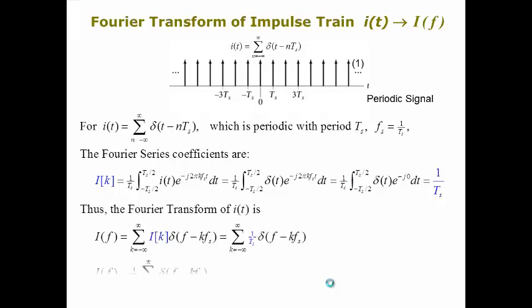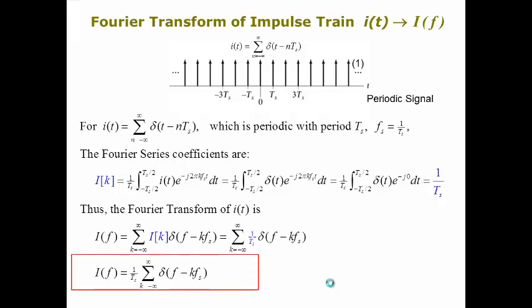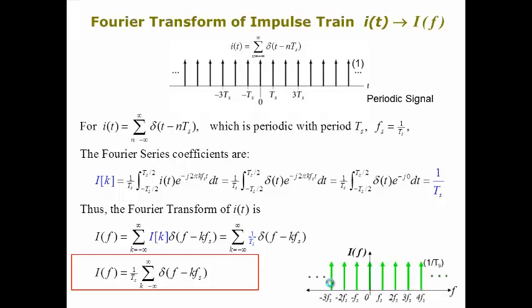Plug that back into the formula we came up with on the other side, and lo and behold, the Fourier transform of this impulse train is an impulse train weighted by 1 over T sub S, not in time anymore, but in frequency. A bunch of impulses spaced by the reciprocal of the sampling time, the sampling rate F sub S, whose weights are 1 over T sub S.